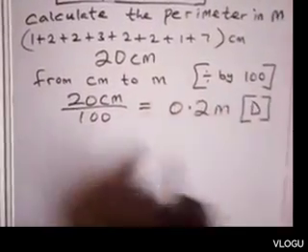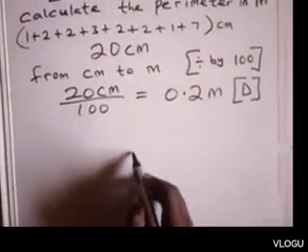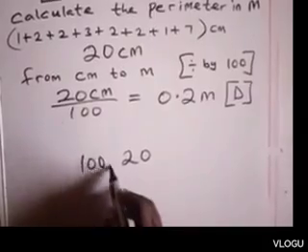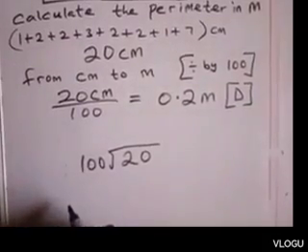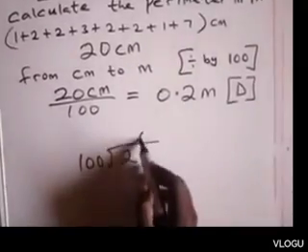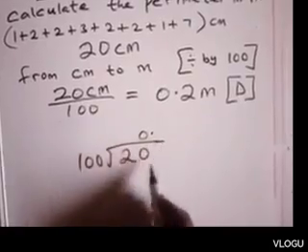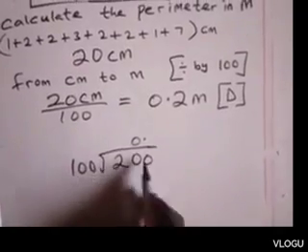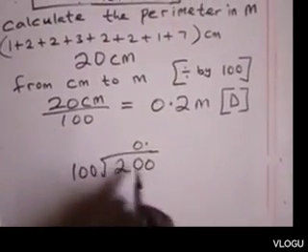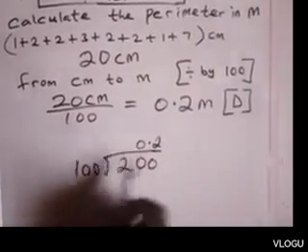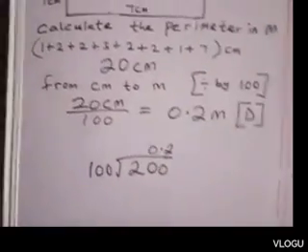Then you might ask me, how did I get 0.2? If you're having 20 like this and you are having 100, let me use the long division in case you don't understand that. 20 divided by 100 is quite impossible, so I'm going to add 0 here. Then dividing 200 by 100, you're going to get 2. So that's how I come about 0.2.